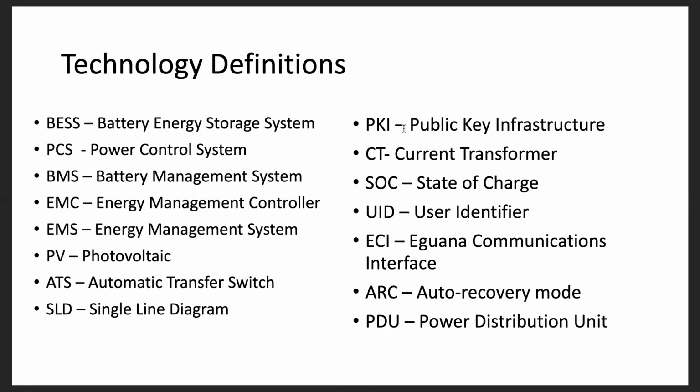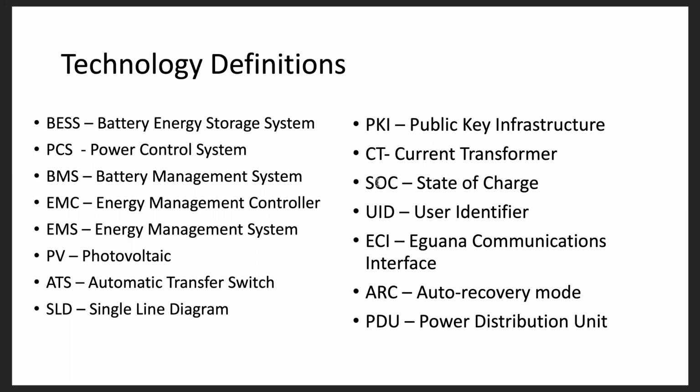Some of the acronyms that are used in today's session, you may know, some you may not, but just to do a quick review: BESS is a battery energy storage system. The PCS is a power control system. BMS is battery management system. EMC is the energy management controller. EMS is energy management system. PV obviously is photovoltaic. ATS, automatic transfer switch, and SLD, single line diagram. PKI is a public key infrastructure. That's just a security certificate that's used on field laptops for commissioning and configuring the controller for the battery system.